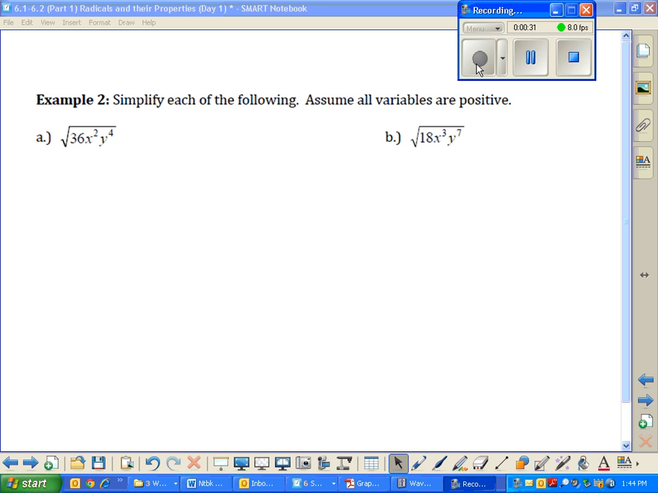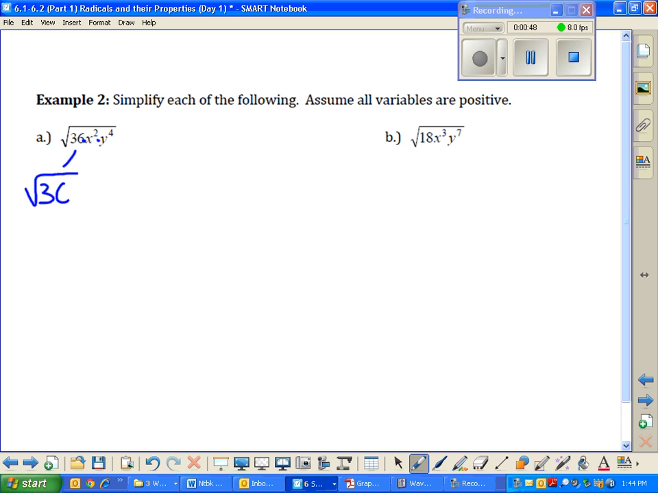So here's what I mean by that. We can say that 36x squared y to the fourth is indeed 36 times x squared times y to the fourth. And those are products, so we can use the product property to break the radical apart. So to simplify that radical, I'm actually going to simplify three smaller radicals. I'm going to simplify the square root of 36, the square root of x squared, and the square root of y to the fourth.